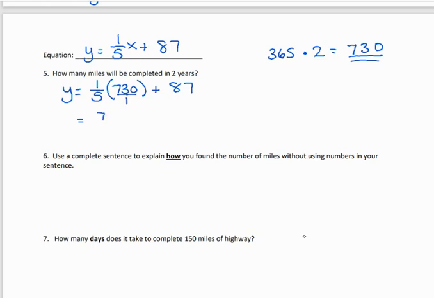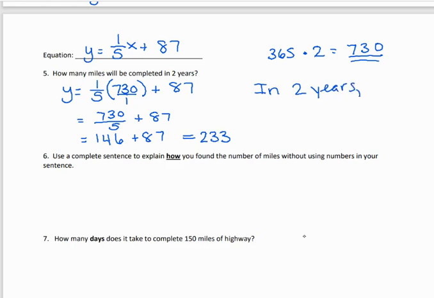So we'll go across: 730 all over 5 plus 87. That's 730 over 5. Remember, that means division. So we divide. 730 divided by 5 gives me 146. And we add the 87 miles already completed. And that gives us 233. And remember, that means miles. That's our distance. So in 2 years, 233 miles will be completed.